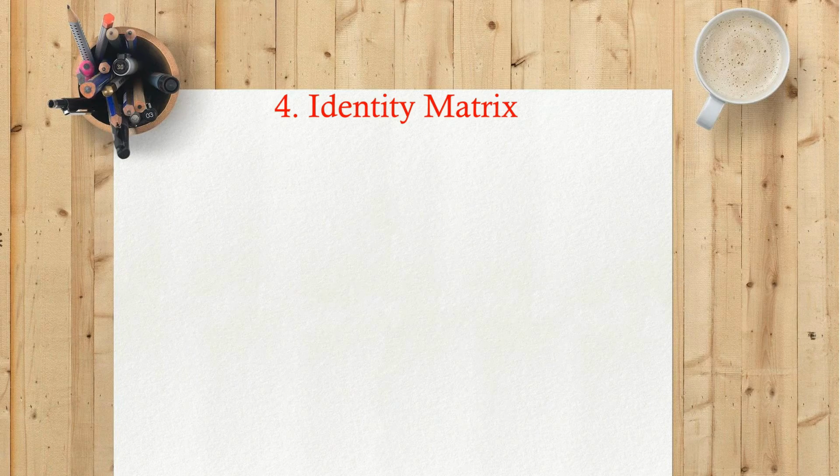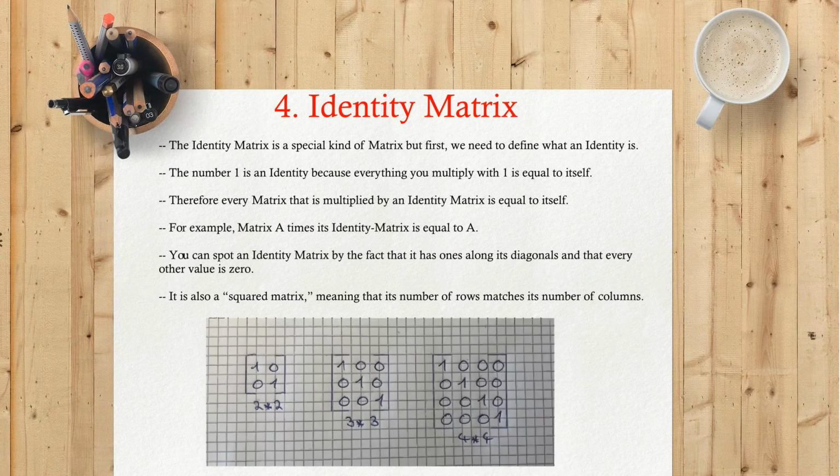4. Identity matrix. The identity matrix is a special kind of matrix, but first, we need to define what an identity is. The number 1 is an identity because everything you multiply with 1 is equal to itself. Therefore, every matrix that is multiplied by an identity matrix is equal to itself. For example, matrix A times its identity matrix is equal to A. You can spot an identity matrix by the fact that it has 1s along its diagonal and every other value is 0. It is also a square matrix, meaning that its number of rows matches its number of columns.